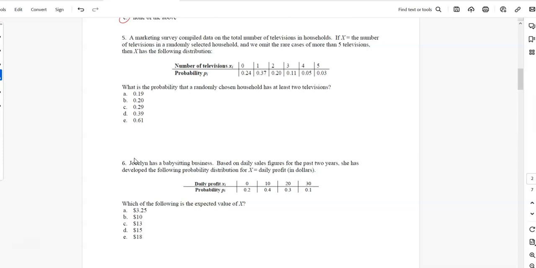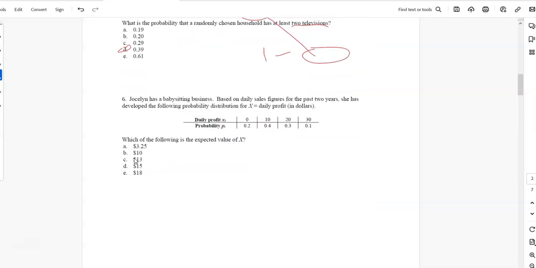It does. What's the probability the randomly chosen household had at least 2 televisions? You have 2 ways of doing this. You could add up all of these, 2, 3, 4, or 5, add up those numbers. Or you could do 1 minus the sum of these 2 numbers. Either way, I think you get 39 when you add those up. So you're adding up the probabilities there. It's not too hard of a problem.